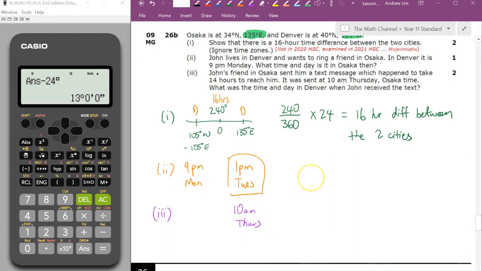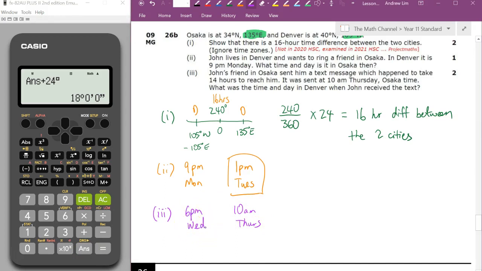What time is that actually in Denver? So I'll just take my 10. I'm going to minus that 16-hour time difference. That's negative, so I'm going to add my 24 hours. Oh, that's 6 p.m. the day before, because we're going back in time. So it will be Wednesday, 6 p.m.